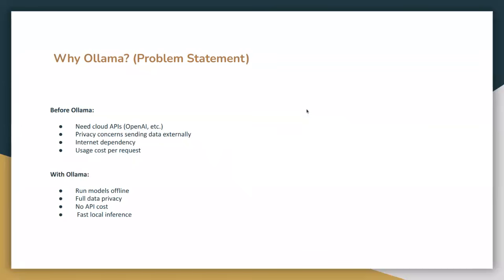With Ollama, first one is run models offline. Even though we don't have internet connectivity, we can simply run those models offline by downloading the model one time. Full data privacy: it's totally stored locally, so the data is fully secure. No API cost. There is no cost if you run such APIs. Fast local inference, because it's downloaded locally and totally depends on your local system, so it's much faster.